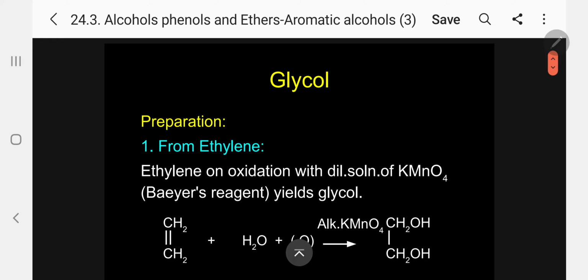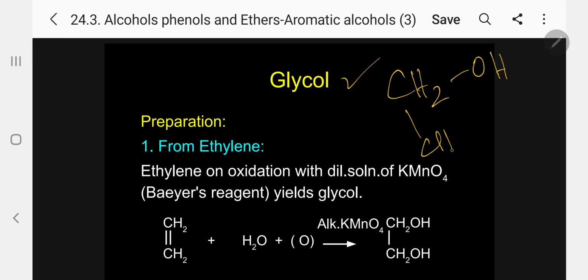First, let me concentrate on glycol. The glycol molecular formula is CH2OH, CH2OH. This is glycol, a dihydric alcohol. If you want to give the IUPAC name, this is 1, this is 2. So I can name this compound as 1,2-ethane diol. Ethane diol is the IUPAC name for glycol.